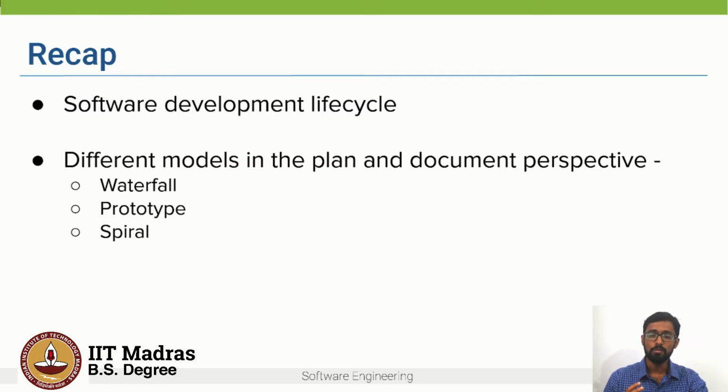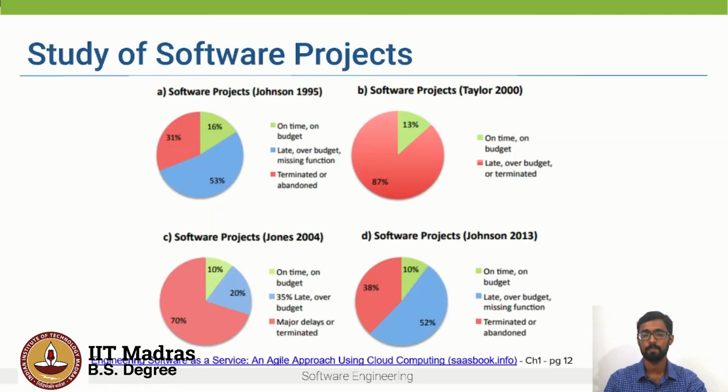Although these plan and document processes brought discipline to software development, they were not very effective in terms of on-time delivery and being within the specified budget. So let's look at some examples. This set of images on the screen shows the status of software projects across different years from 1995 to 2013.